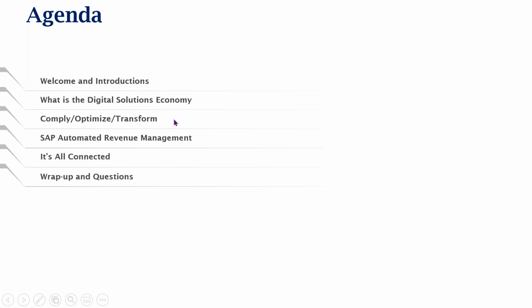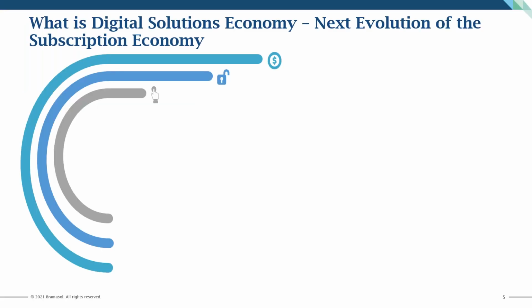We'll frame up this concept of comply, optimize, transform, and then Pete's going to take us through the view of SAP with regard to automated revenue and why it matters and what it's all about. And then we'll use a couple of interesting use cases. We have 3 use cases from companies that we've dealt with and talk about them more in the context of the optimize and transform space.